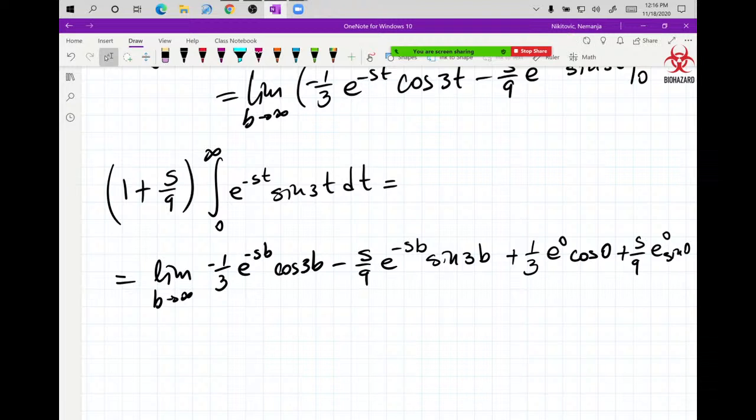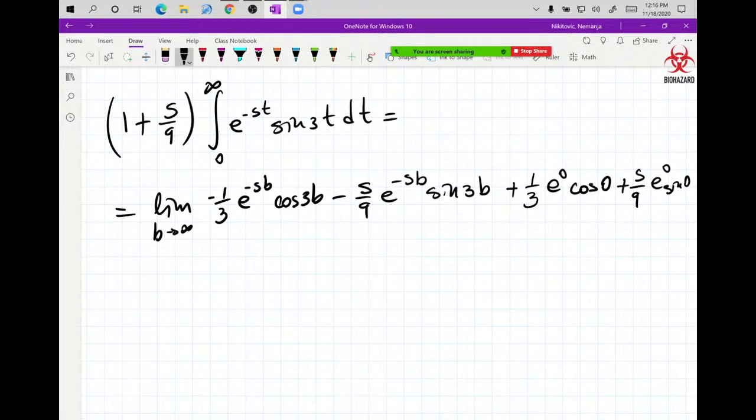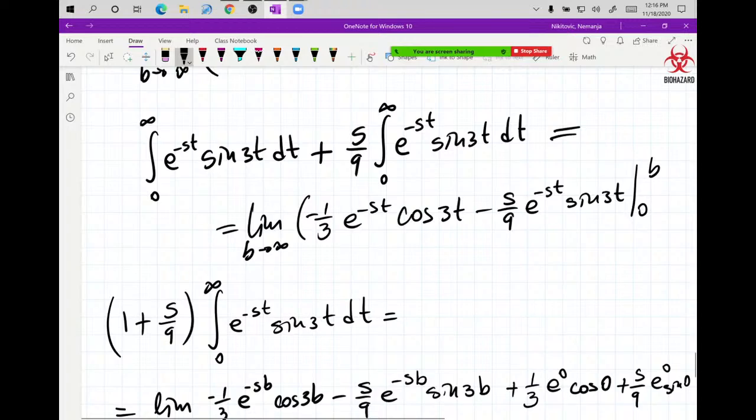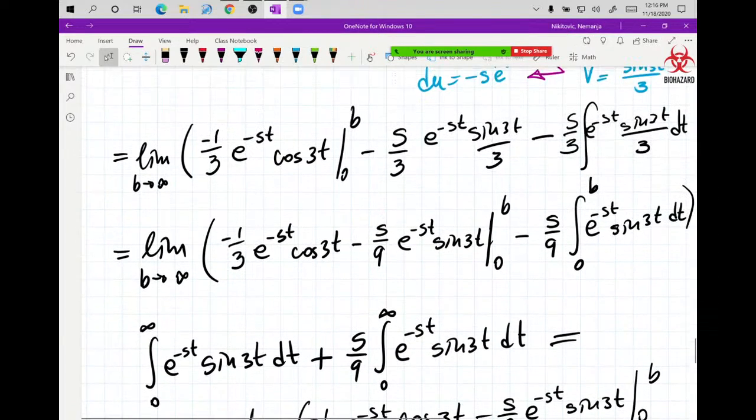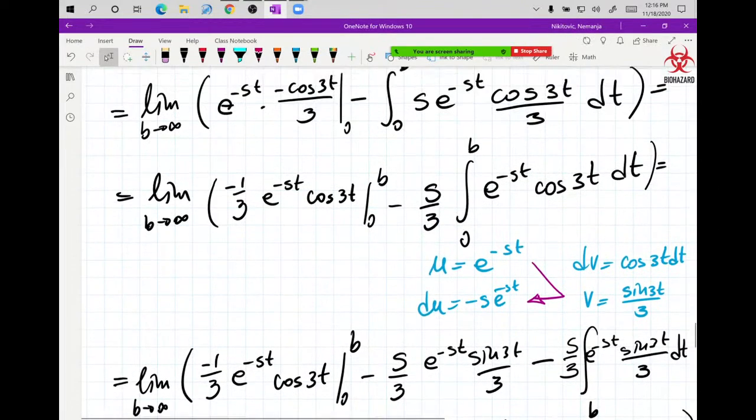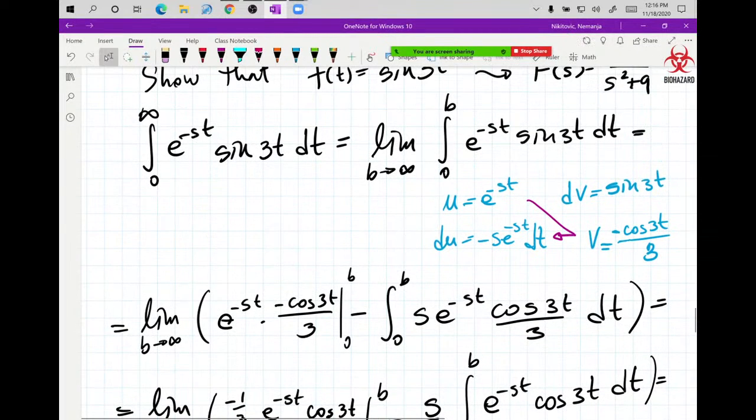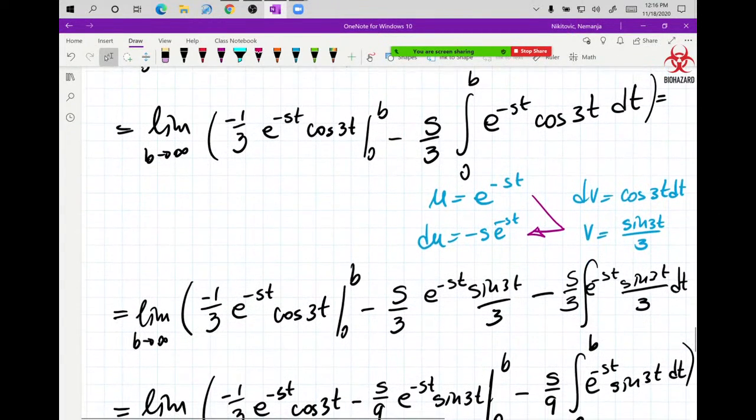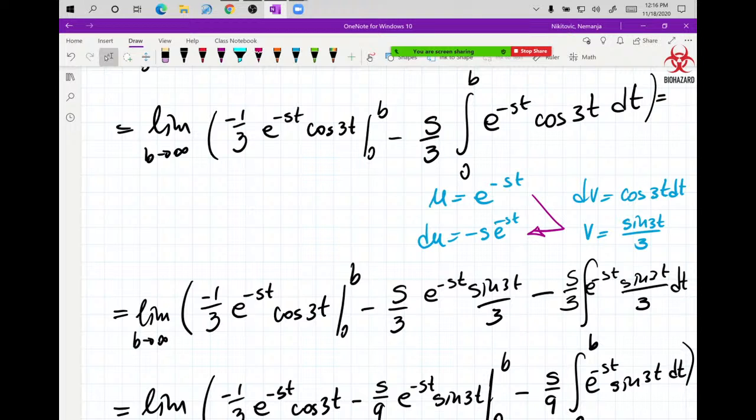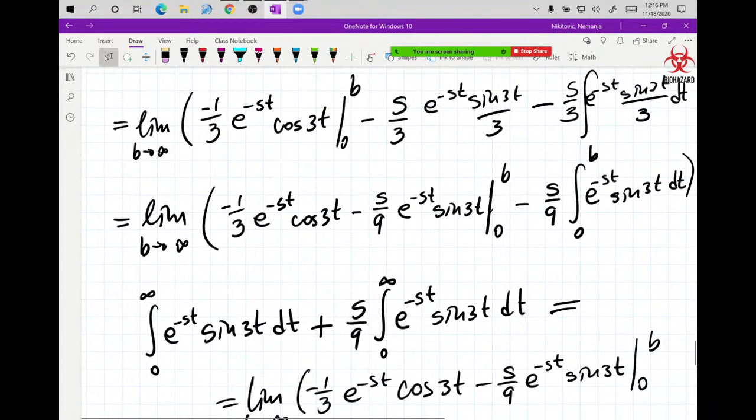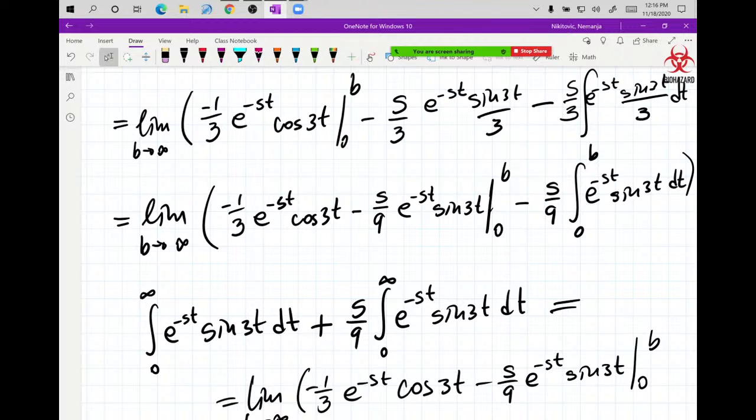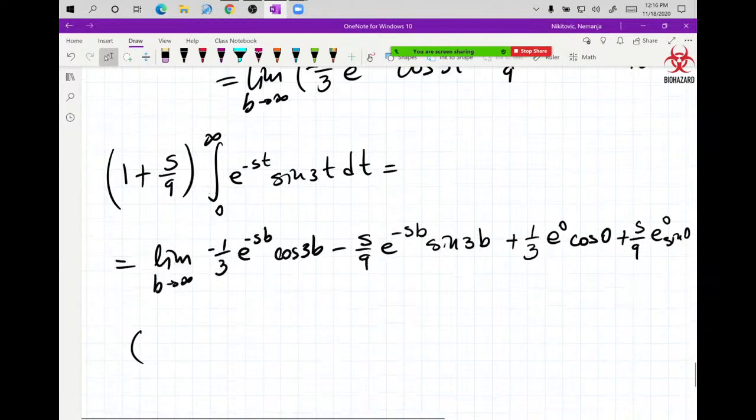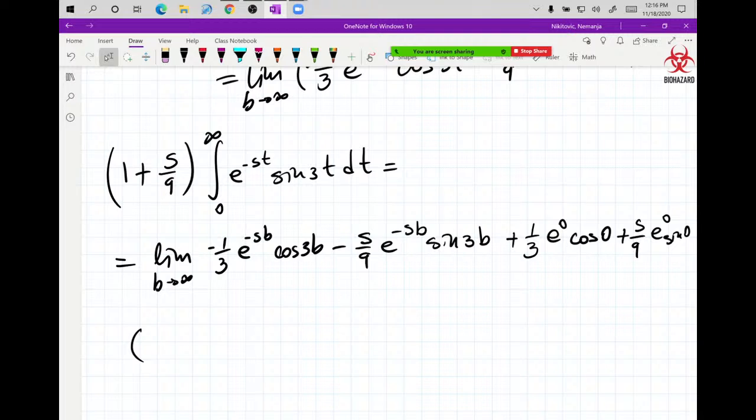Okay, so let's add these two. Did I forget something? I forgot a square. I know, I see it, I just have to find it. Where is the square that I am missing? I missed a square somewhere. Well, we'll get to it.